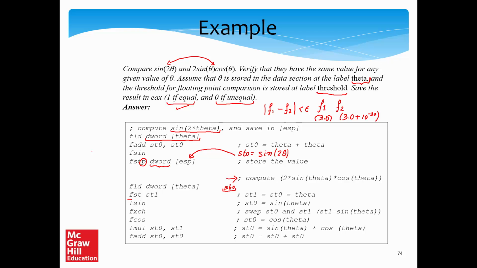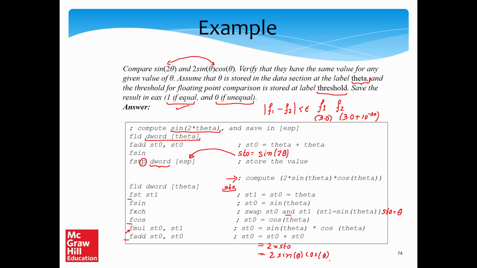Now let's issue the fsine instruction. The fsine instruction computes st0 equal to sine theta. Let's exchange. FXCH swaps st0 and st1. After this instruction, st1 will contain the previous contents of st0, which is sine theta, and st0 will contain the old contents of st1, which is just theta. Then let's issue fcos. fcos will compute st0 as cos theta. Then let's multiply st0 and st1, so st0 will then contain sine theta times cos theta. And then let's add st0 with st0. Then st0 will be 2 times st0, which is 2 sine theta cos theta.